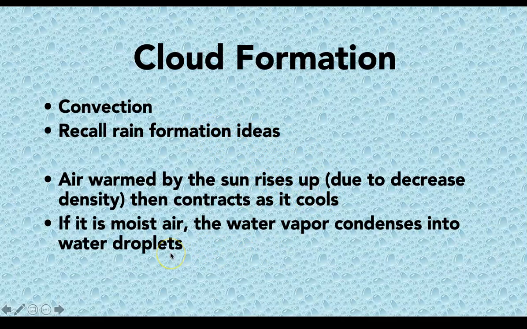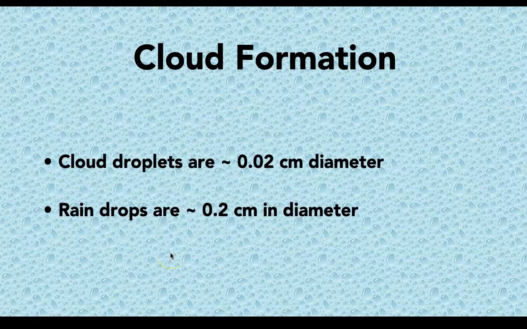I just explained that. This gives you an idea of how big raindrops are compared to cloud droplets, or more so how small cloud droplets are. Not that you could probably picture 0.02 centimeters, but you know that it's a really small number. The idea being that we need a lot of cloud droplets to merge together in order to become a good-sized raindrop.